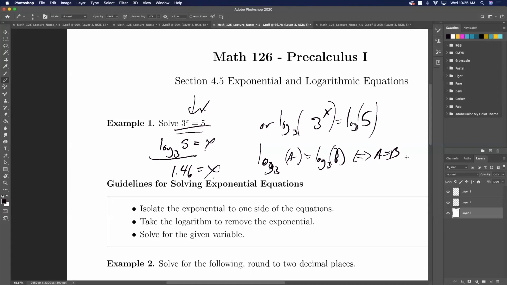This is a safe thing to say, since log is a one-to-one function. We didn't get into that, but just understand that you can take the log of both sides. So if I take the log of both sides here, log base 3 of 3 to the x is just x, according to our rules. And then here I have log base 3 of 5 again, which is 1.46. Okay, so we can do both of these.